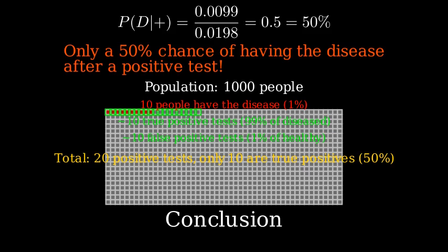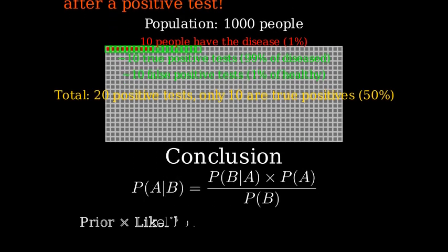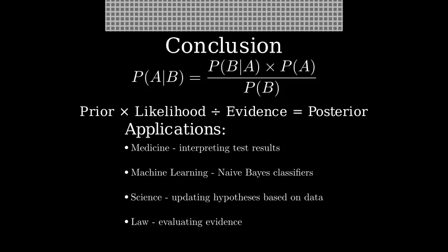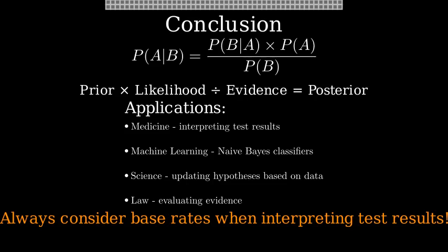Bayes' theorem is a powerful tool for updating our beliefs based on new evidence. Remember the key components: the prior probability, the likelihood, and the evidence. This theorem has wide applications in medicine, science, law, machine learning, and data analysis. The counterintuitive results we saw in the medical testing example demonstrate why understanding conditional probability is so important, especially when making decisions based on test results for rare conditions.